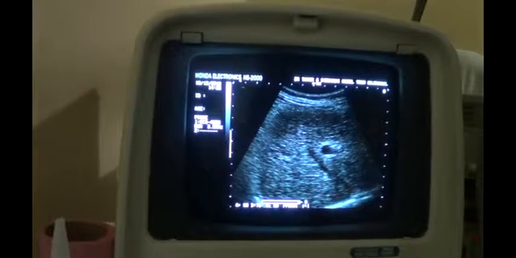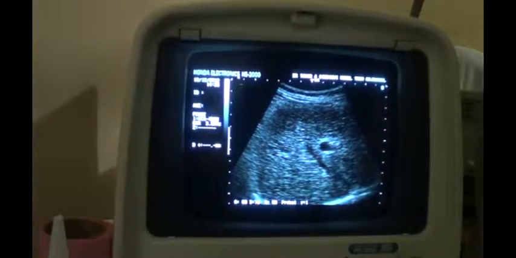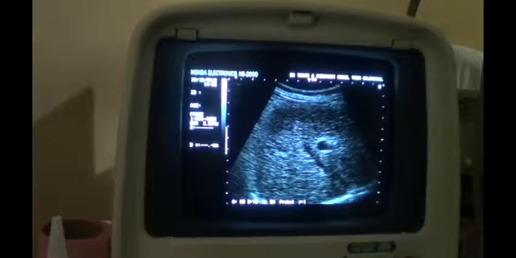This is the middle hepatic vein. See its margins.